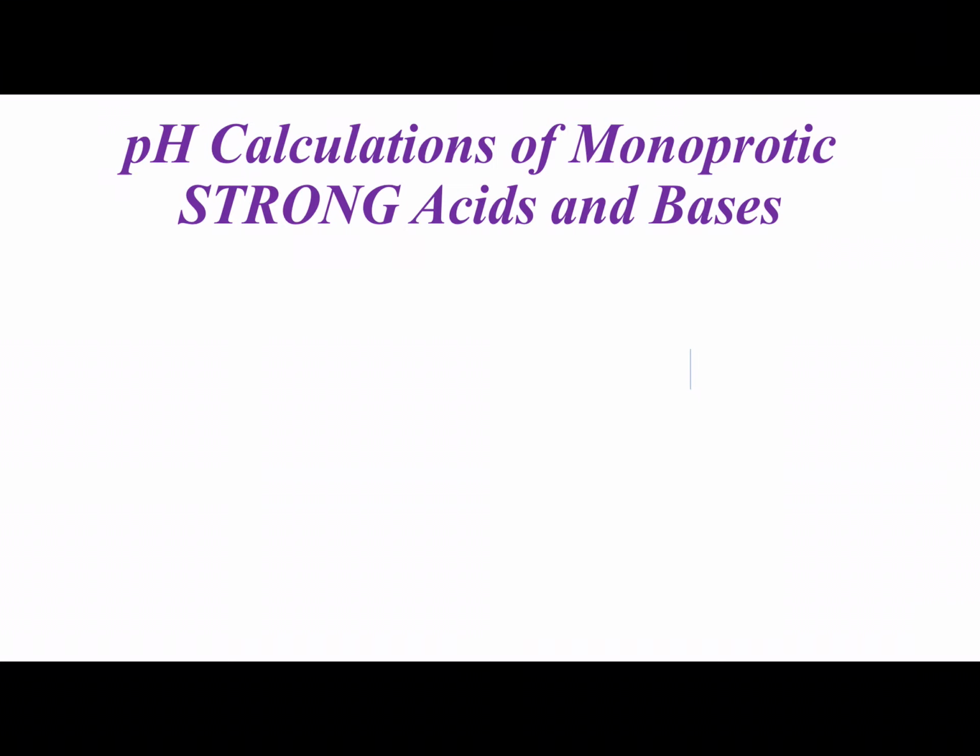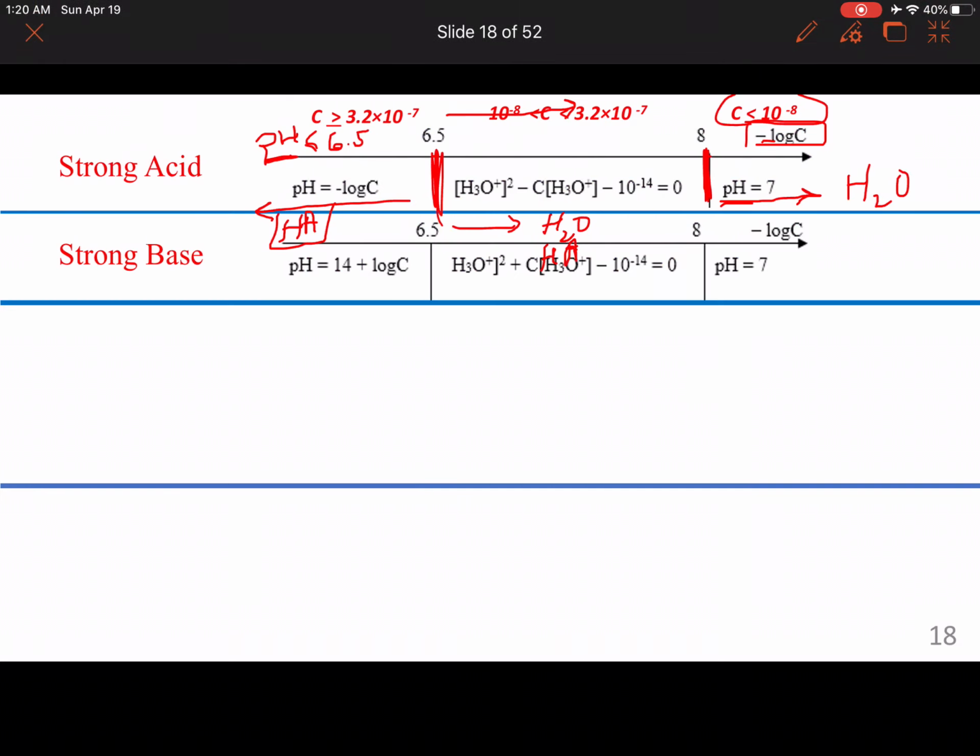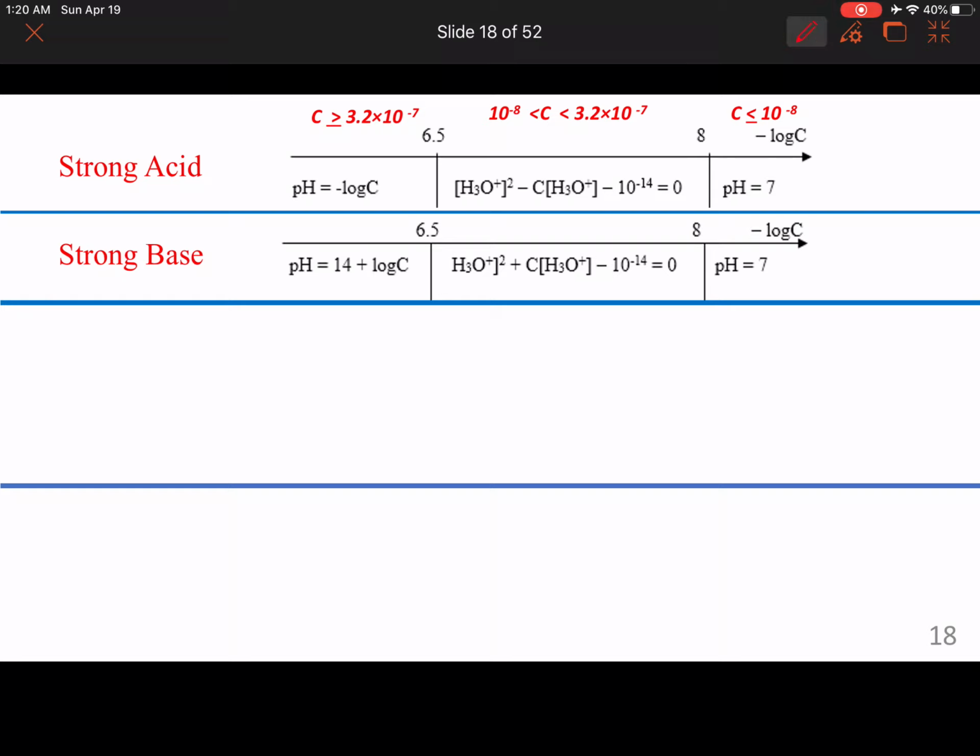Now, however, who said 6.5 is the pH of the cutoff? Who said 8 is the pH of the cutoff? Who set this number? What gives off these numbers? Who decides that it's 3.2 times 10 to the minus 7, that the concentration, I can neglect water contribution to H3O plus at this concentration? Who said this? That's when I need validity conditions and to know where did this number come from.